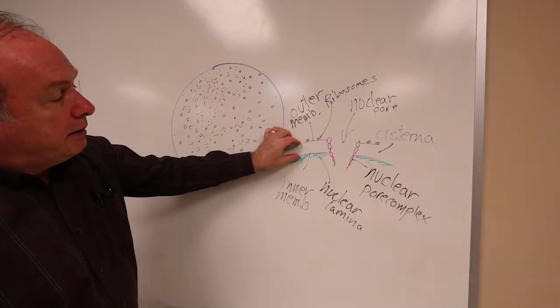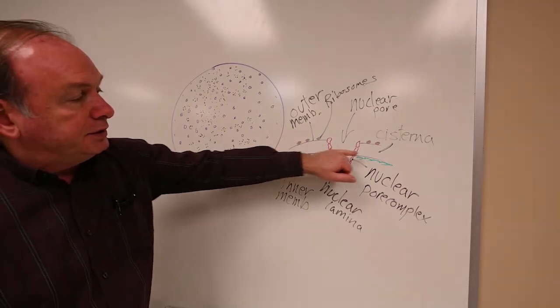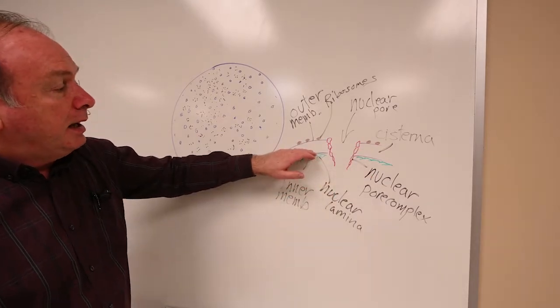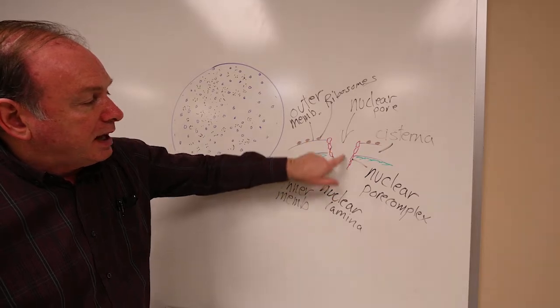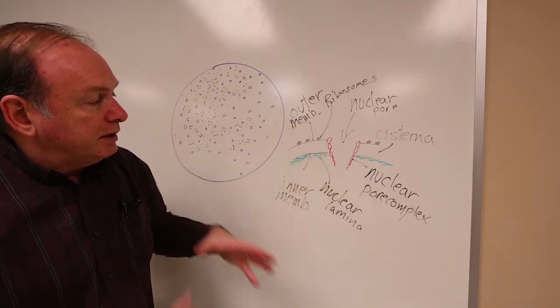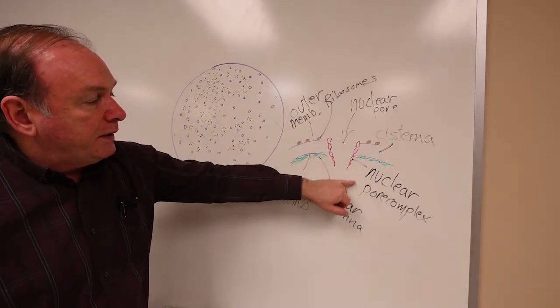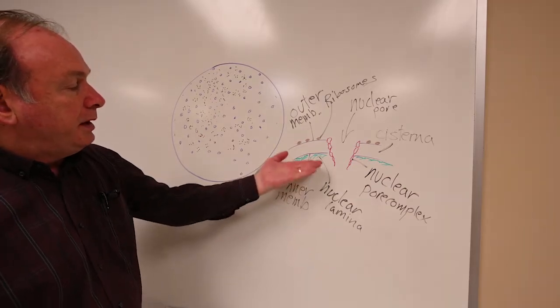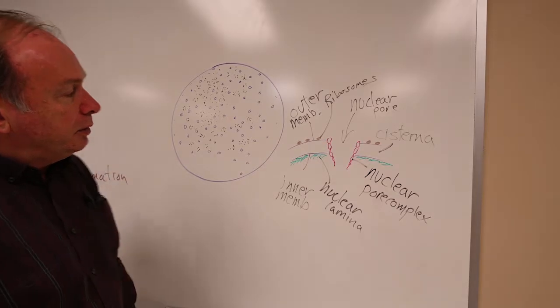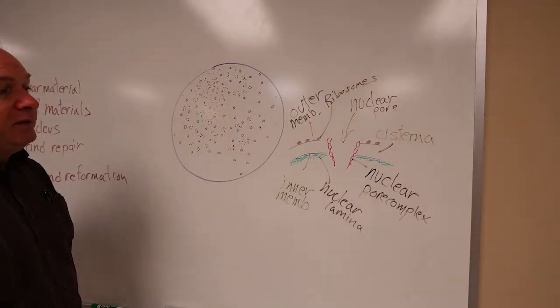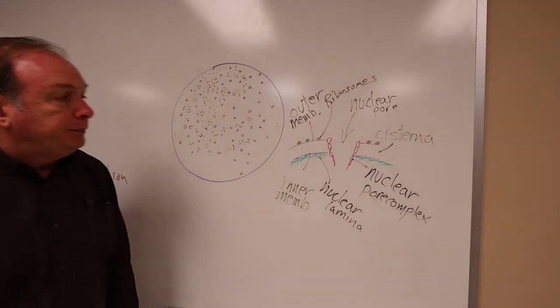So we have a double layer of membrane with a space between called a cistern or cisterna. And we have ribosomes on the outside, and we have these nuclear pores that are established by a group of proteins in a very specific structure. And we call that the nuclear pore complex. On the underneath side of the membrane, the internal side of the membrane, we have the nuclear lamina. Intermediate filaments in a mesh-like arrangement.